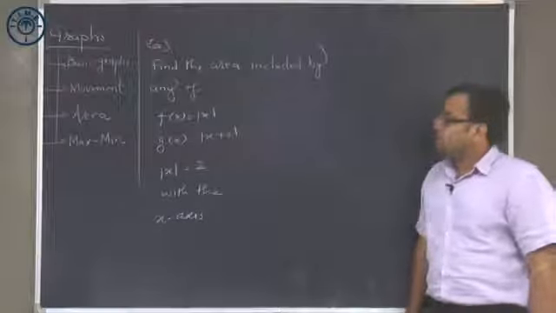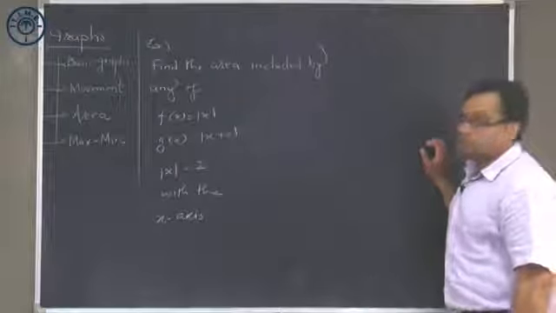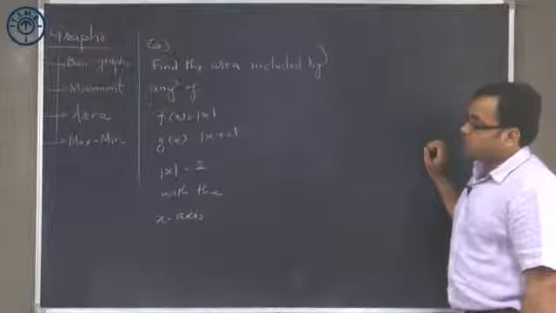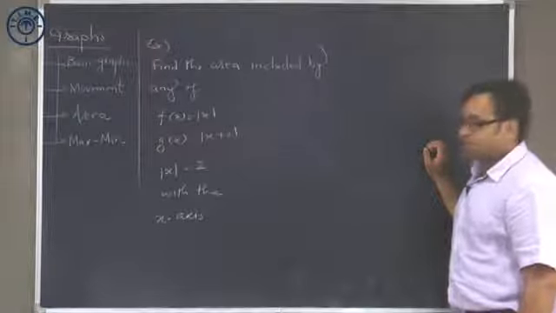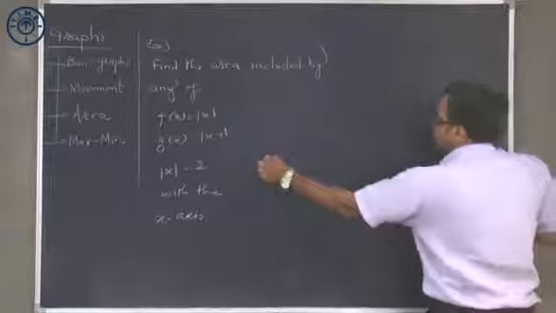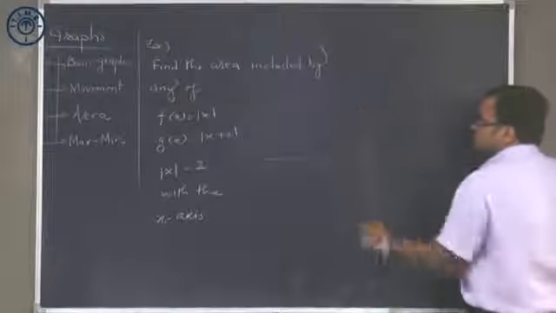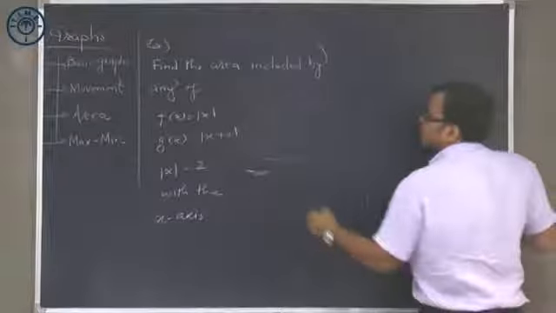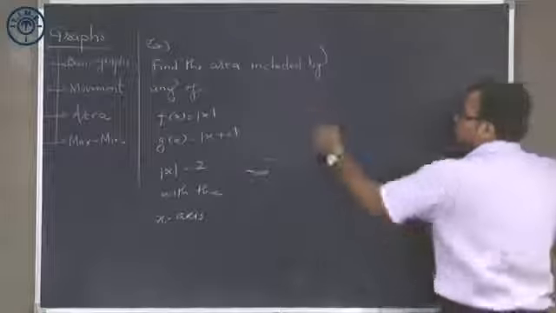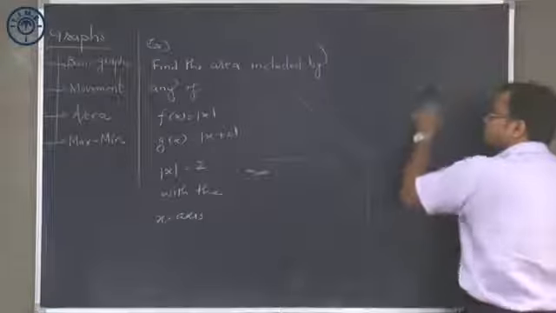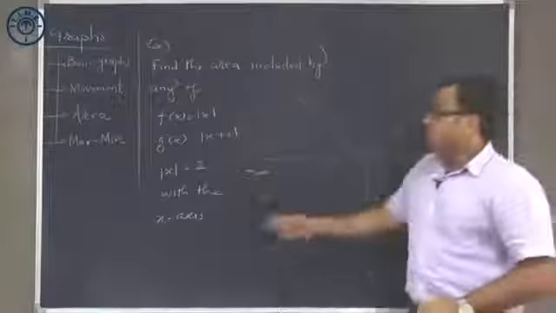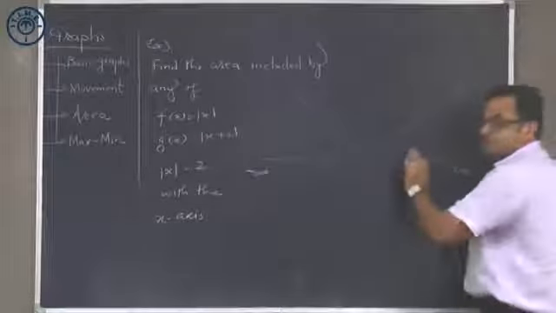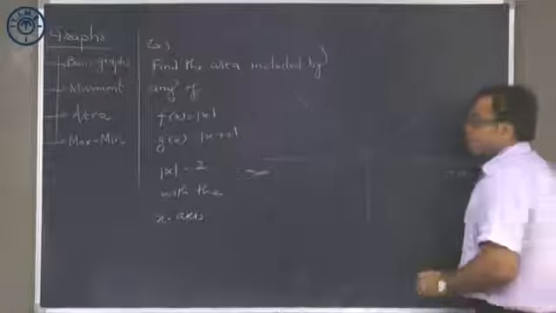Next up, let us say we have to calculate the area included by f of x equals mod of x, g of x equals mod of x plus 2, and mod of x equals 2 with the x axis. This is the x axis. First one, f of x equals mod of x. Second, g of x equals mod of x plus 2. So this will be the same as mod of x moved to the left hand side by 2 units.